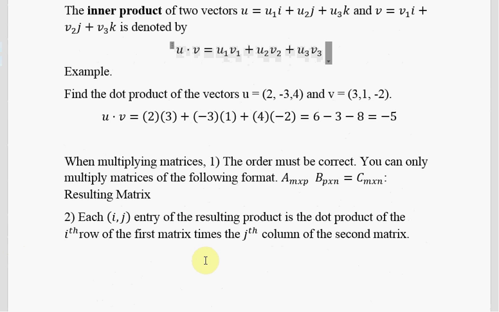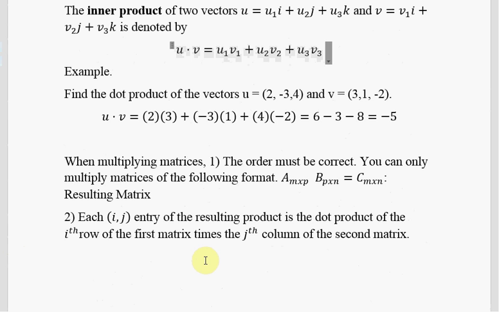So if you're going to multiply matrices, the order must be right. You can only multiply matrices of the following format. Here I'm giving an example of two matrices, matrix A and matrix B. The matrix A has size m by p. That is, the number of rows is m for A, and the number of columns is p. For the matrix B, the number of rows has to match the number of columns from A. That number p has to be the same, right? So the number of columns for A has to be the same as the number of rows for B. If I don't have that, I cannot multiply the matrices.